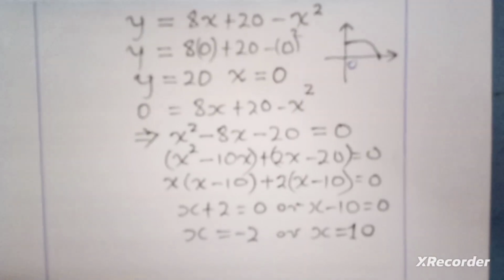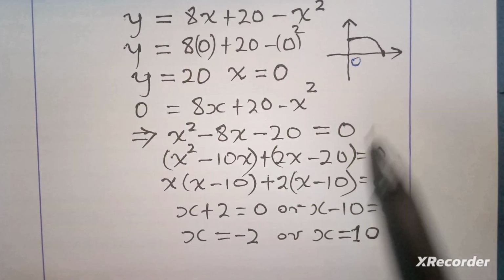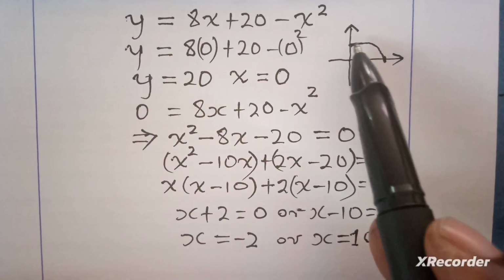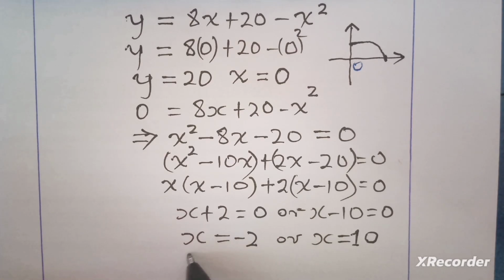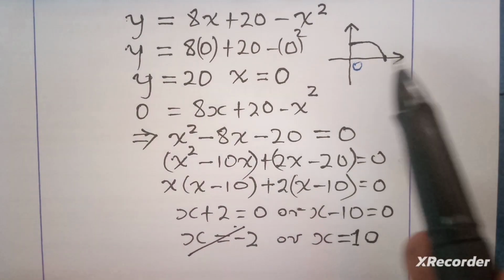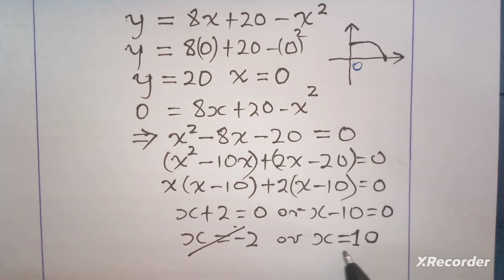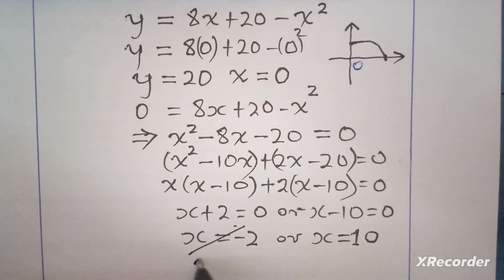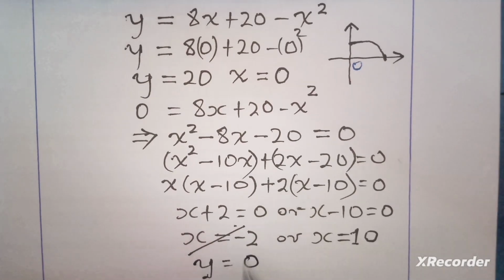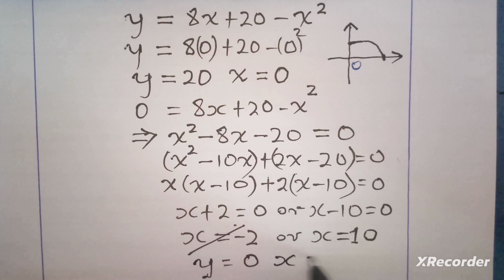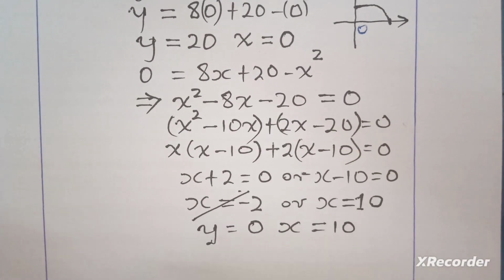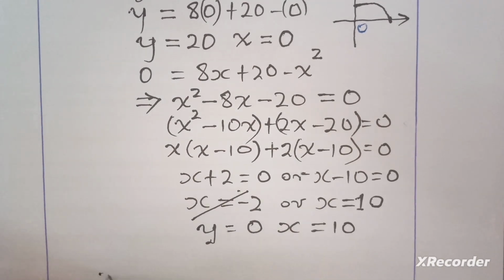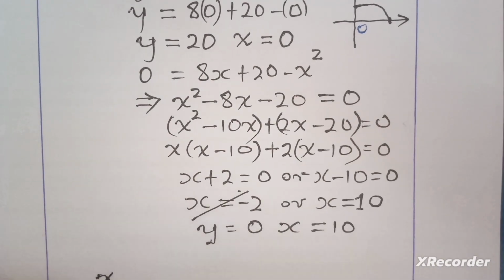Guys, we have already learned that our graph is supposed to be on the positive x-axis and y-axis. So we can cancel negative 2 because our graph is on the positive side. Therefore our x is going to be 10. So y equals 0 when x equals 10.